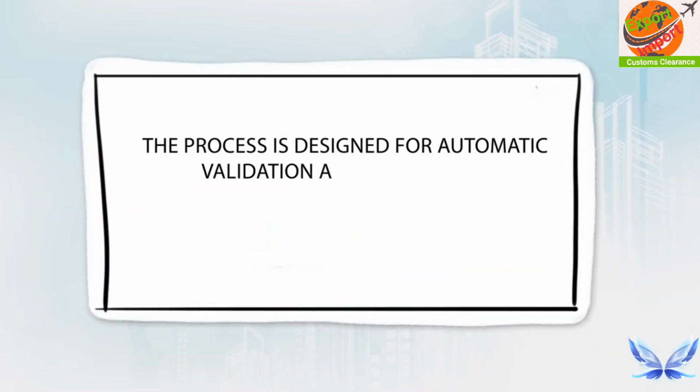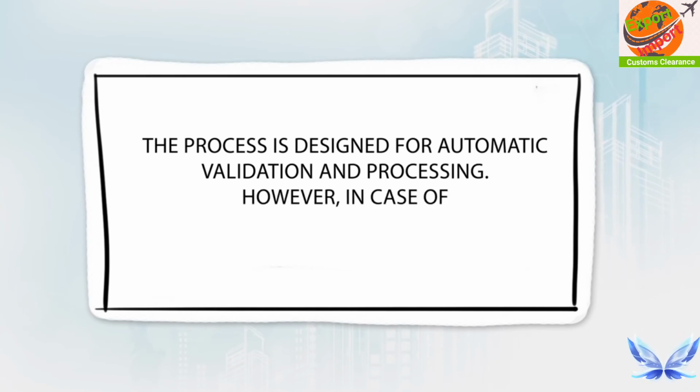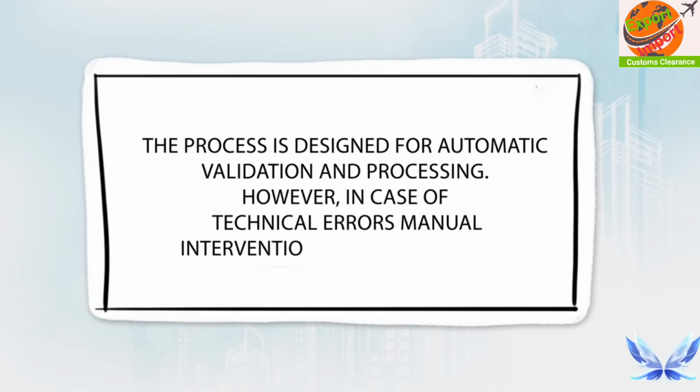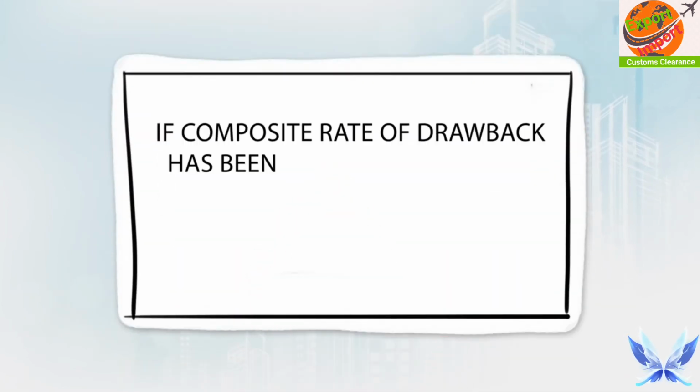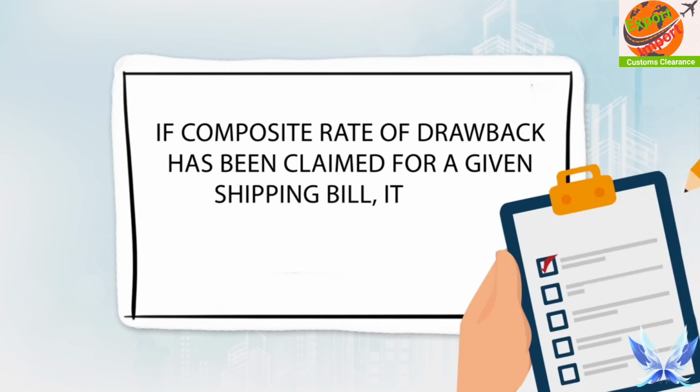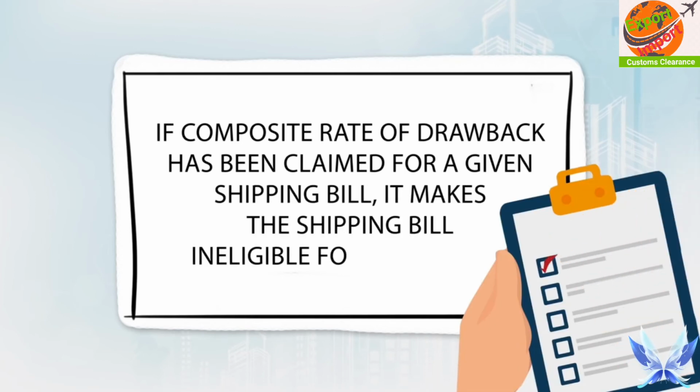The process is designed for automatic validation and processing. However, in case of technical errors, manual intervention needs to be taken. Here are a few other things to note. If composite rate of drawback has been claimed for a given SB, it makes the SB ineligible for IGST refund.